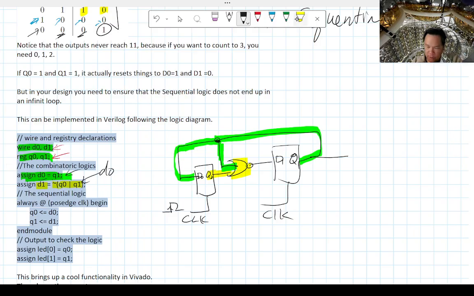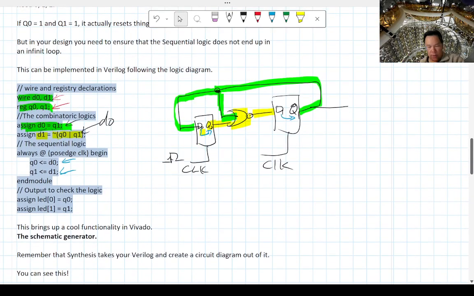And then, of course, D1 goes all the way in here. So that's the combinatoric, it's two lines. The sequential logic is that whatever D0 is, it has to get forwarded to Q0 every clock cycle, which is what this does. And then whatever D1 is, it has to get forwarded to Q1, which is what this line is. So that's the sequential part of the logic.